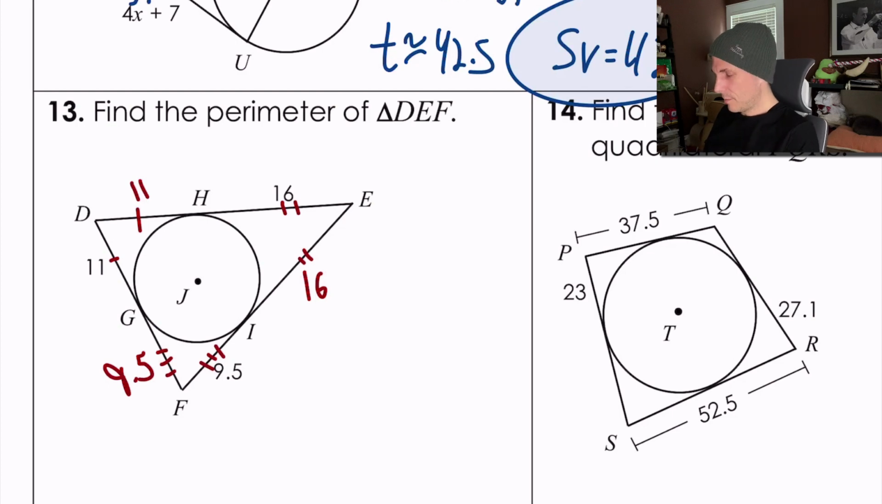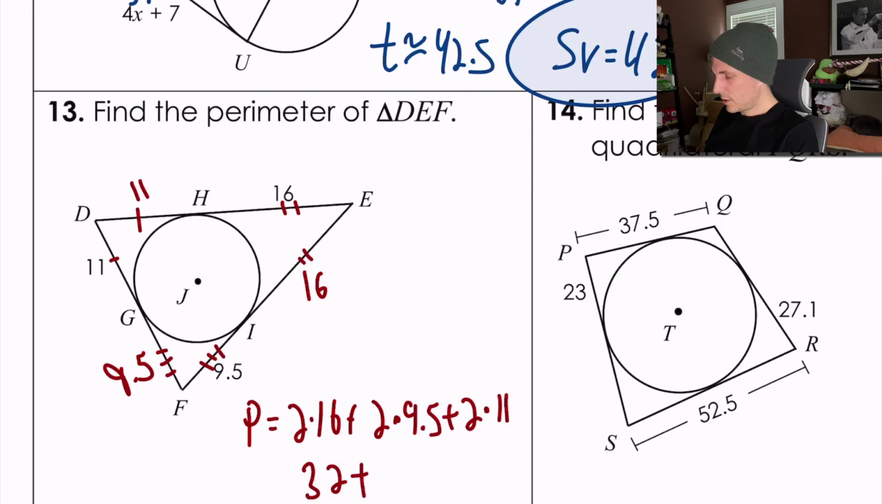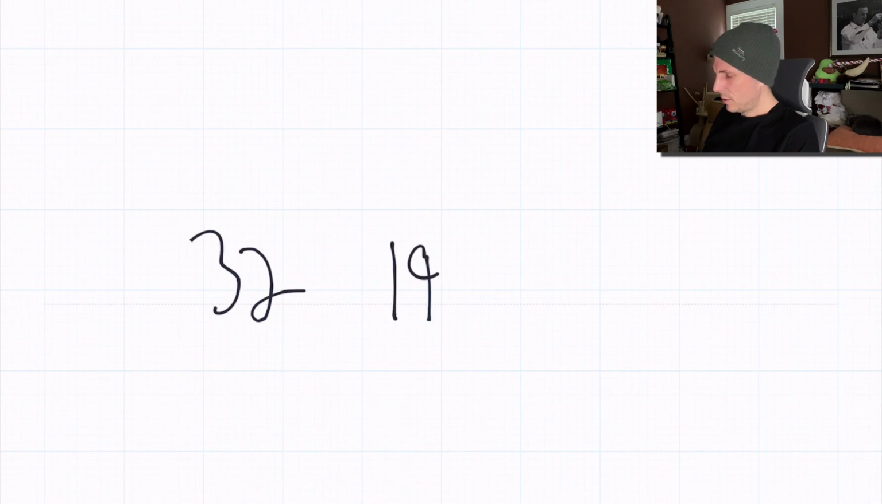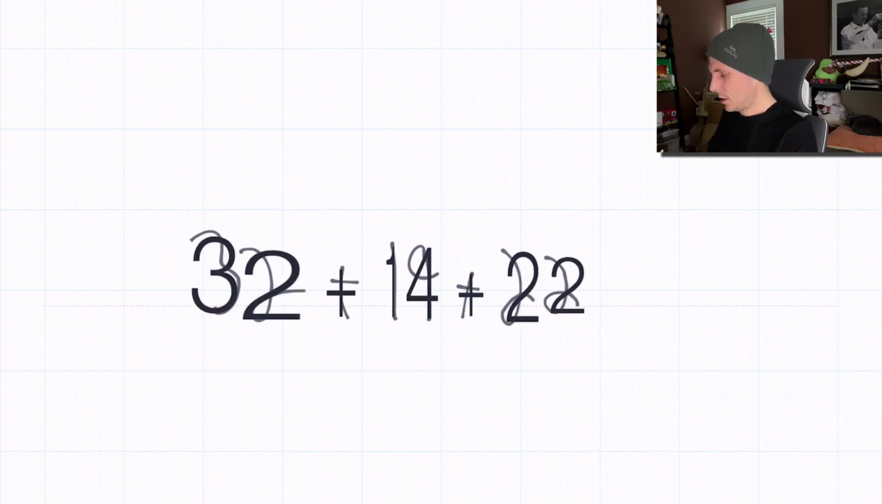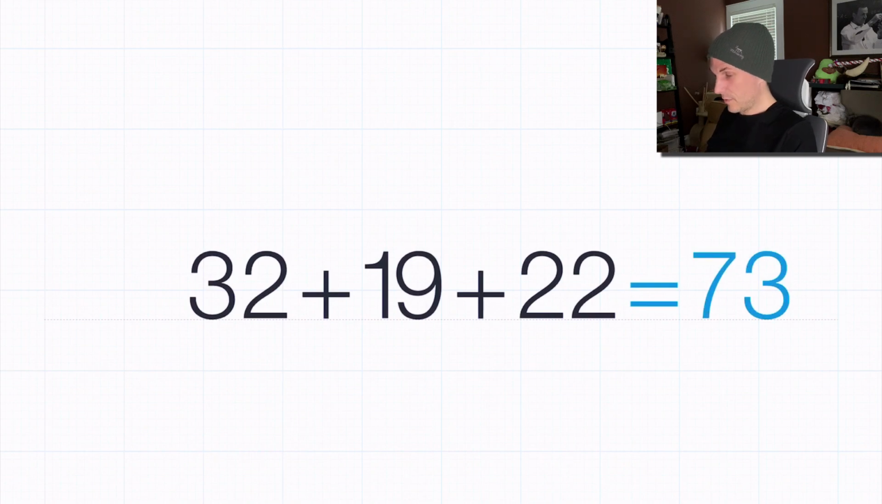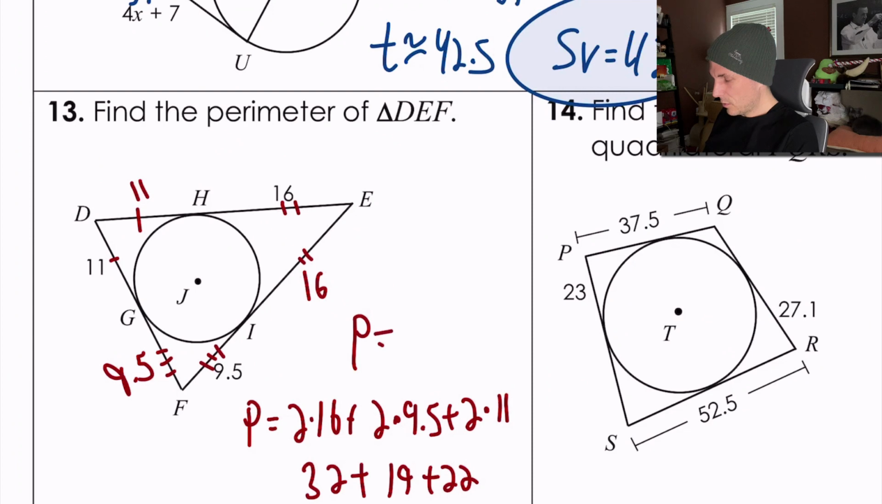And then the rest is just going to be perimeter equals 2 times 16 plus 2 times 9.5 plus 2 times 11. So it's 32 plus, what's that, 19 plus 22. 32 plus 19 plus 22. Let's try that again. Ooh. Okay, 32 plus 19 plus 22 equals 73. Okay, so P equals 73.